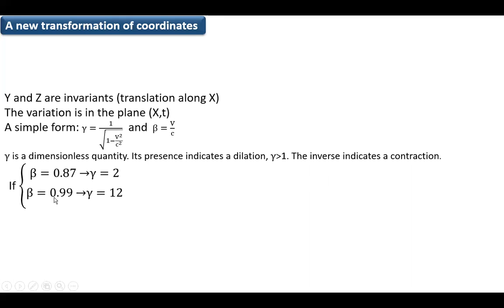If you have beta equal to 0.99, so if you are moving at 99% of the speed of light, which is possible in certain accelerators, electron accelerators, we are able now in certain accelerators to accelerate electrons at 99% of the speed of light. In this case, your gamma becomes equal to 12. So you are dilating quantities by 12, or you are dividing your quantities by 12. This will be applicable to time and length.